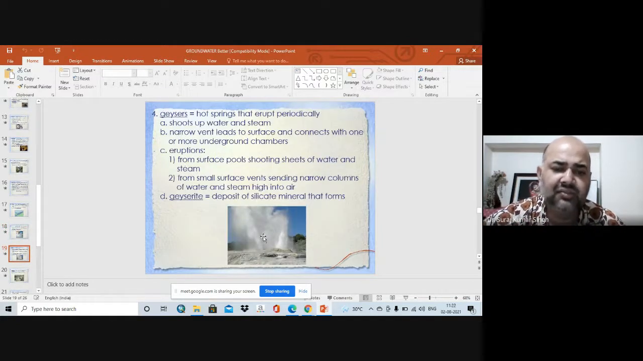Then you have geysers, where the water comes out as hot springs that erupt periodically and shoot up water and steam. A natural narrow vent leads to the surface and connects with one or more underground channels. Thirdly, the eruption connected to geysers comes from a surface pool shooting sheets of water and steam, and from small surface vents sending natural columns of water and steam high into the air. Then you have geyserites, which are deposits of silicate minerals that form different kinds of minerals.